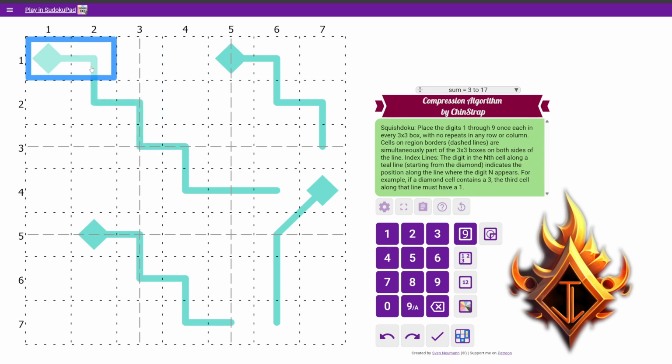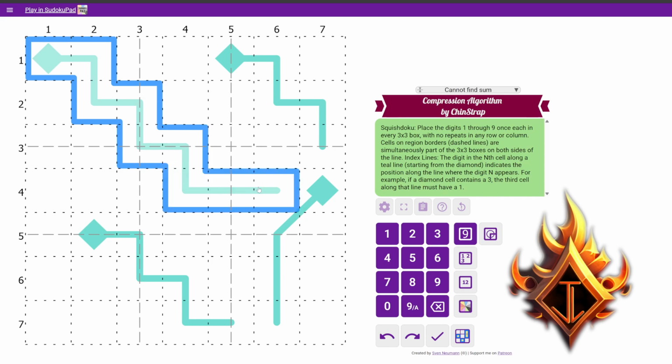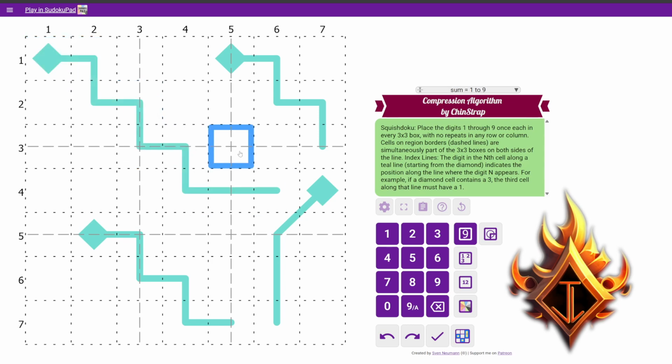So these are nothing but index lines. They're not region sum or anything like that. 1, 2, 3, 4, 5, 6, 7, 8, 9. That will have all 9 digits on it. Everything will be indexing something. It could index itself though, like this could be a 9.